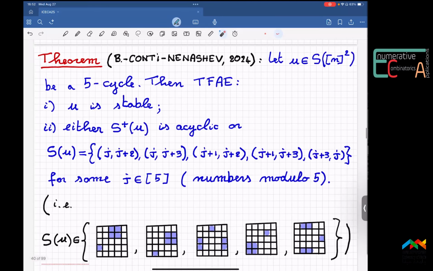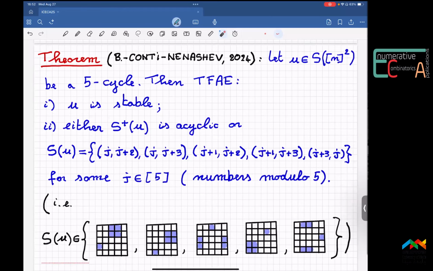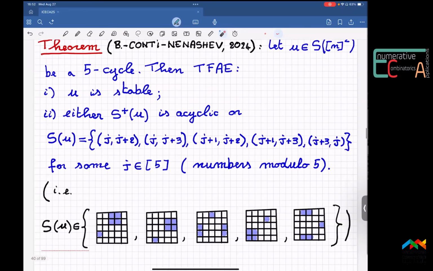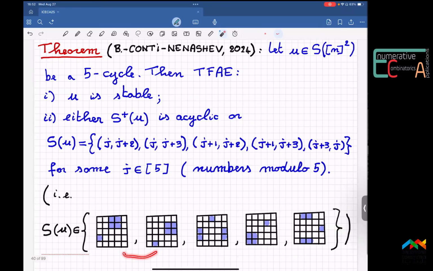So the result is the following. Take your cycle in n square, a 5-cycle. Then the following are equivalent. One is that u is stable. And the other one is that either S plus of u is acyclic or S of u has this form for some j modulo 5, which means that S of u is one of these configurations.